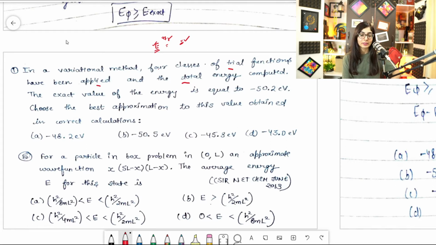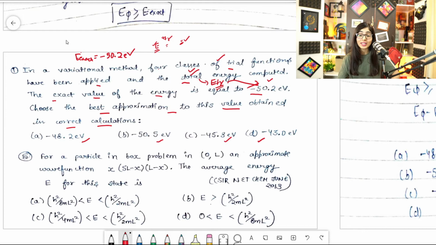So the next statement is that the exact value of energy is given: the exact energy is minus 50.2 electron volt, right? And now choose the best approximation to this value obtained in these calculations. So you need to tell which option fits well, like which of the energies we calculated by taking a trial wave function will match well with this energy.